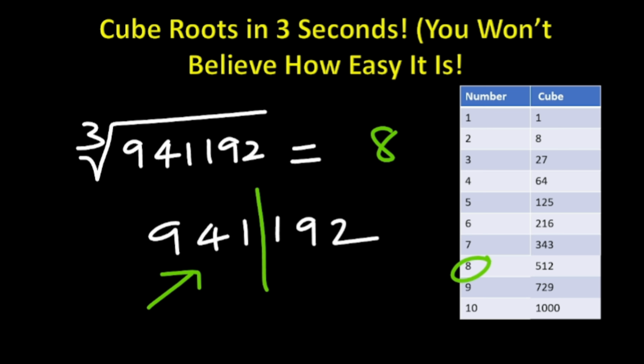And the next one is 941. That lies between 729 and 1000. So the next digit is going to be 9. So the answer is 98. So cube root of 941192 is 98.